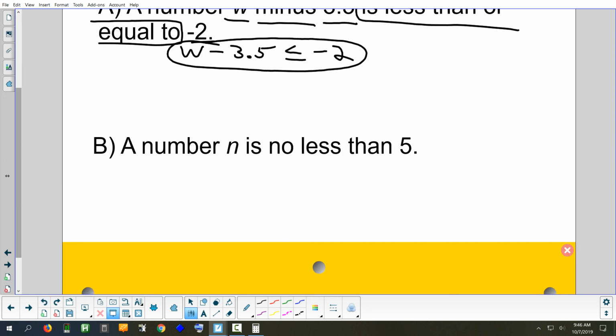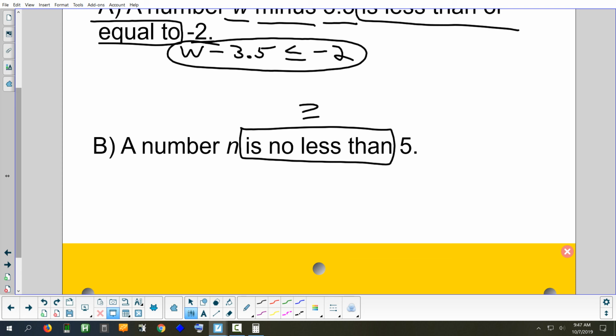Okay, a number n is no less than 5. It's kind of like if I said I'm thinking of a number in my head, and the number I'm thinking of is not less than 5. So if it's not less than 5, what symbol do you use for that? Not less than, or no less than. Same thing. Yep. That's greater than or equal to.